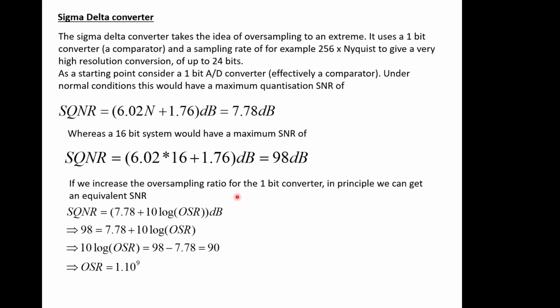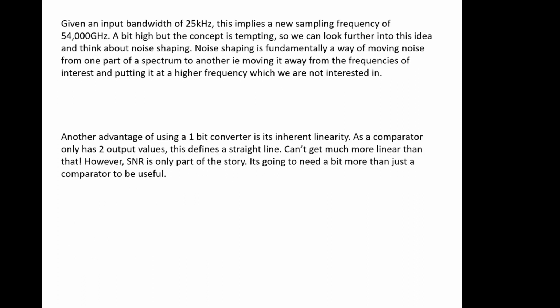And remember, this is for a 1-bit comparator, just sampling really fast. But so fast it's just impractical. And it's still not completely obvious how it works. But if we just put that to one side for a minute, we can then say that given an input bandwidth of say 25 kilohertz for a reasonable audio signal, this implies a new sampling frequency of 54,000 gigahertz, which is very high, but the concept is tempting.